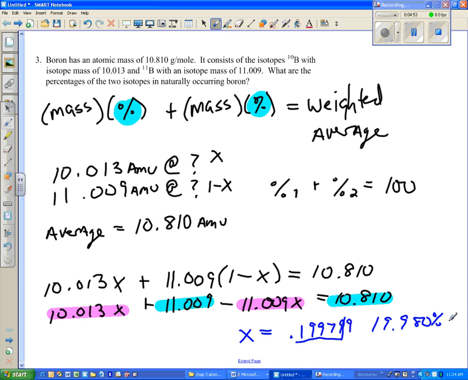Now that's one of the percentages. And if we subtract it from 100, we could find the other percent, because we just found the percent for the particular term we deemed x. Since that was our x term, that's the percentage that goes with that term. On the other hand, we still need to find the other percent. So if we subtract from 100, we will find that you end up with 80.002%. And there's the percentage of each of the isotopes.